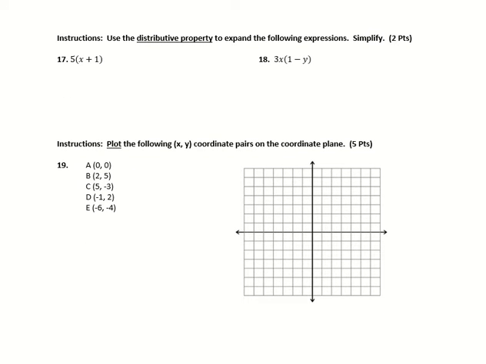Instructions. Use the distributive property to expand the following expressions. Simplify. Number 17. 5 times the quantity x plus 1. Number 18. 3x times the quantity 1 minus y.